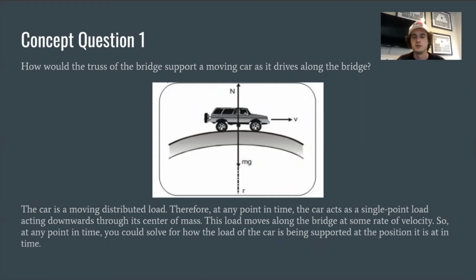So essentially, while a car is driving along a bridge, it is a distributive force that's acting downwards on the bridge in the truss. To solve for distributive force, we can locate the centroid of the vehicle and then assume that it would be a single point force acting downward through the centroid of the vehicle. So as it moves along the bridge, basically at any point in time, there will be a single point force acting downwards at a position in the bridge. So for any given point in time, you could solve for how the truss is supporting the car at that specific point.